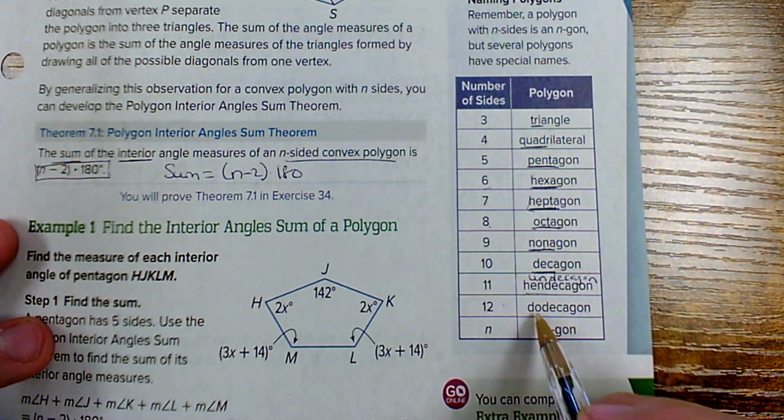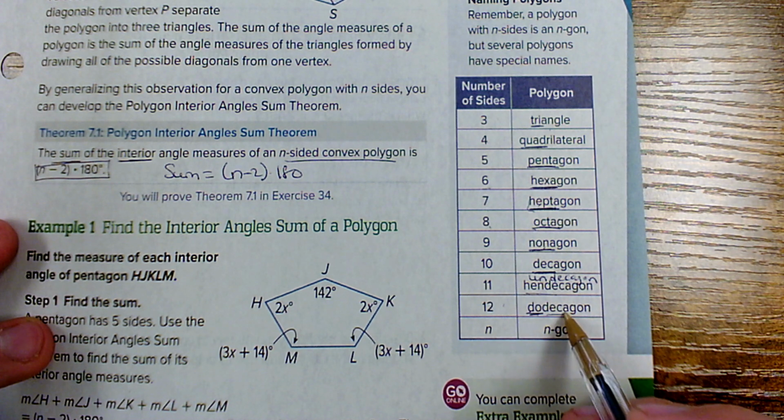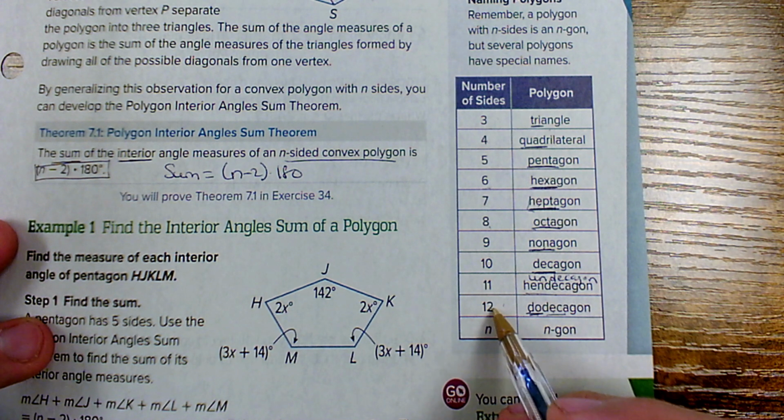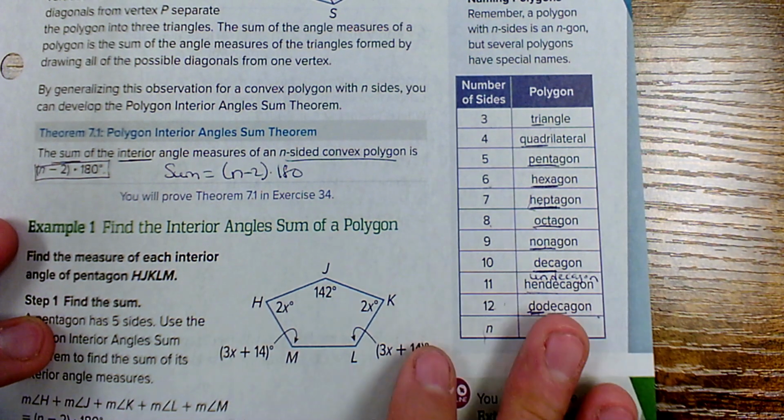Okay, and then do is like dos in Spanish, two, and then deca is 10. So 2 plus 10 is 12, right? So dodecagon. And then you have n for an n-gon. So if you have anything more than 12, we can just say 13-gon or 100-gon, and so forth. But just know these names.